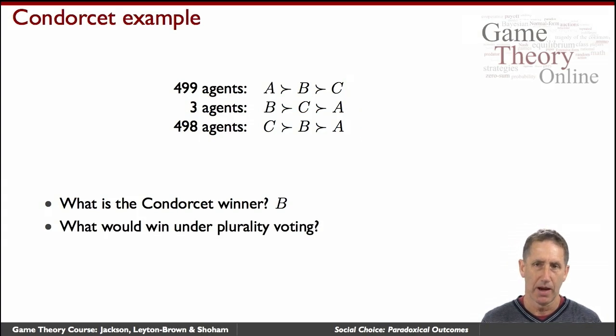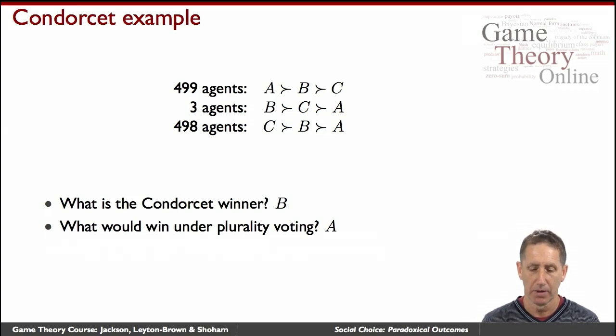Now think about the simplest sort of voting we're familiar with, plurality voting. Everybody votes for their top candidate. Who would win the plurality voting here? Again, you could pause the video, or in this case, it's fairly straightforward. Clearly, A would win it because 499 agents would vote for A, and the next highest number would be C with 498. So plurality voting doesn't give you the candidate that on the face of it should be the clear winner.